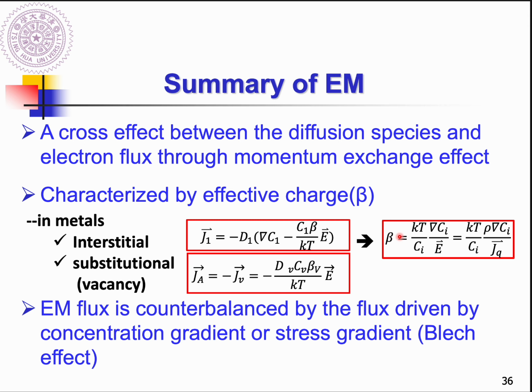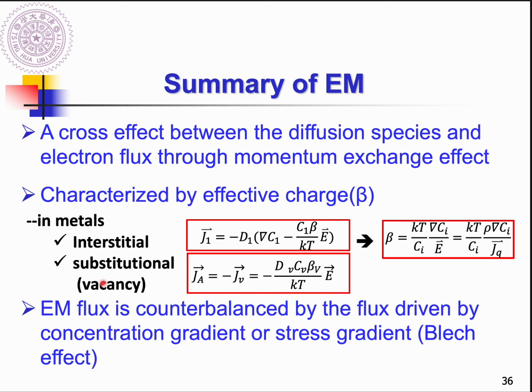Move the same direction with the electron flow, right? But if the sign of the beta is positive, it means these interstitials move the same direction with the current. So the sign of the effective charge implies the direction in which the interstitials are moving.